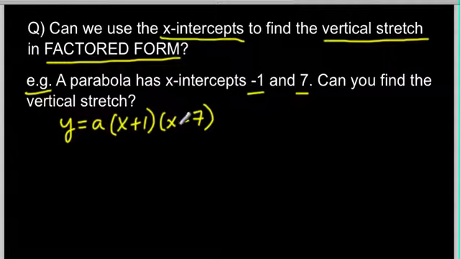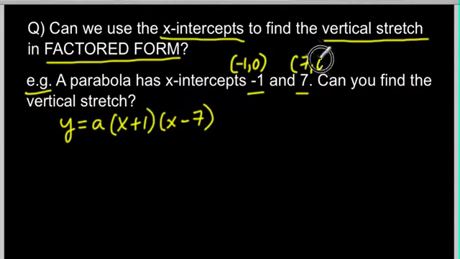So let's investigate. The coordinate for the x-intercept of -1 is (-1, 0), and the coordinate for 7 is (7, 0). It's the x-intercept, so x is equal to 7 and y is 0. And remember, when you have the x-intercept, y is always 0. Here x equals -1 and y is 0. Let's plug this in and see if we can figure this out.